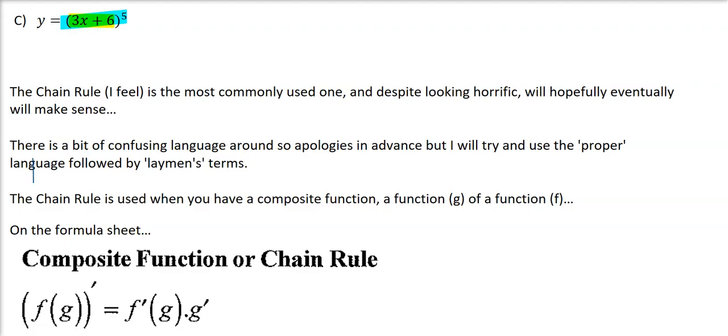So the chain rule is the most common rule that will be used. You need to be able to use it all the time, and every single quotient rule and product rule question will most likely have some sort of chain rule in it, and that's where you'll forget.